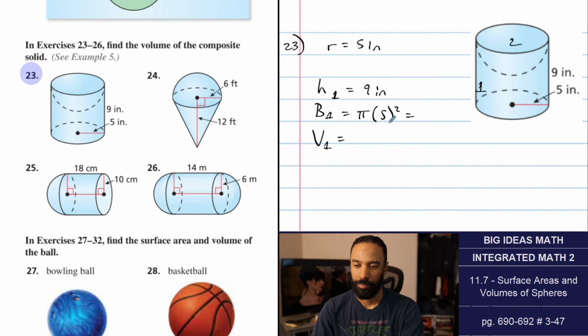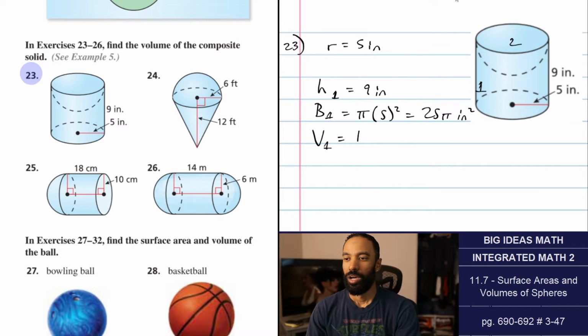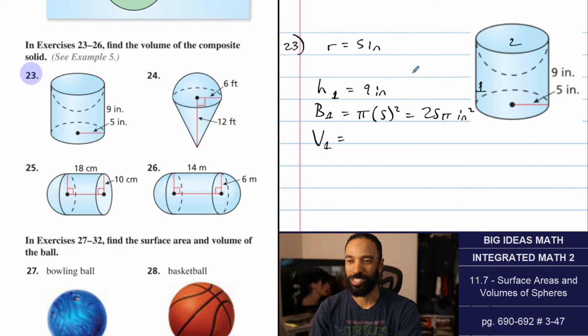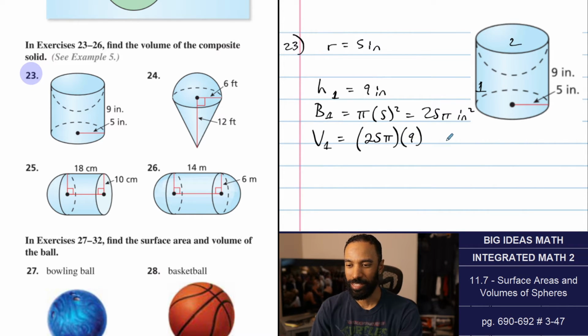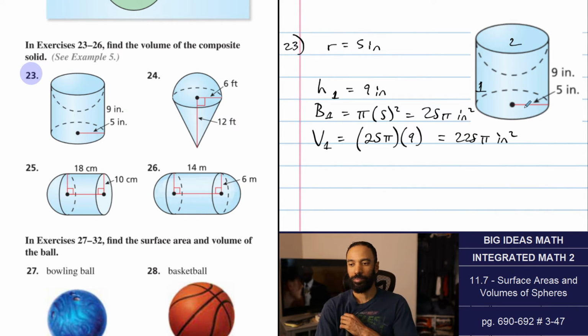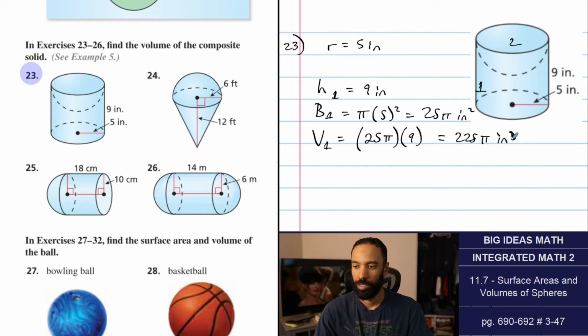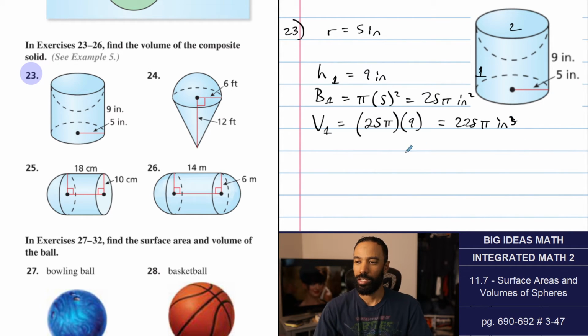Sorry. I hate when my undo button undoes an entire dissertation of work. Area of base times height. That's 225 pi cubic inches. Let's leave it exact for now.